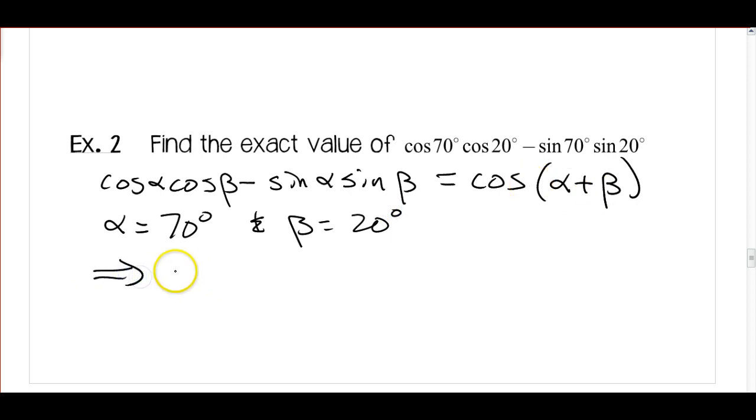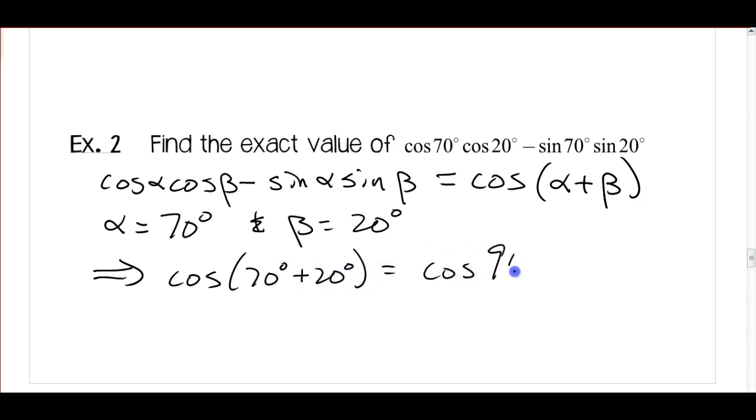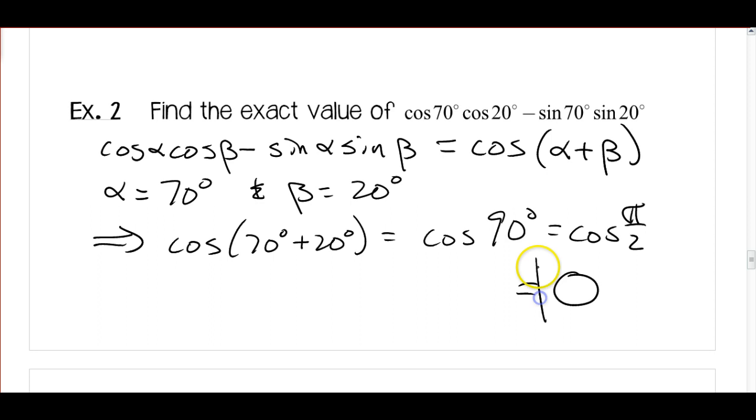So if I substitute those in, I've got the cosine of 70 degrees plus 20 degrees, which is the cosine of 90 degrees, which is pi over 2, cosine pi over 2, which is 0. That's the x-coordinate up at the top on the unit circle. Alright, so there's our final answer.